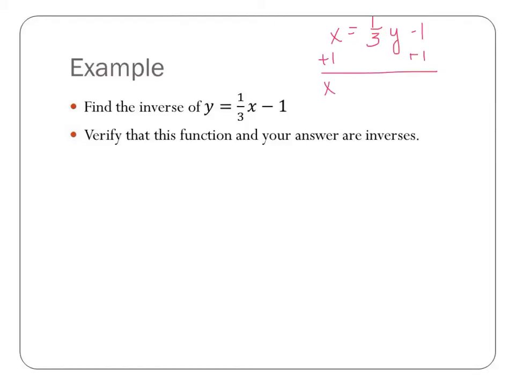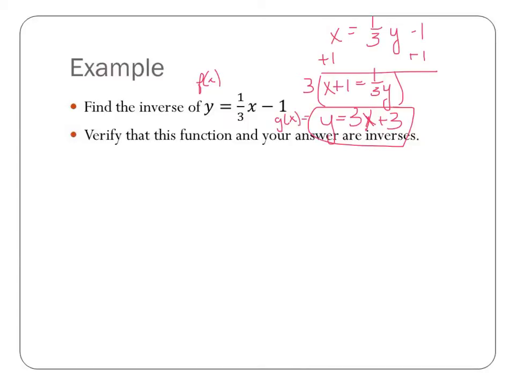So we get x plus 1 equals 1/3 y, and we multiply the entire thing by 3. So I'm going to switch it around, y equals 3x plus 3. So there's my answer. And then to verify, let's call this first one here f of x, and let's call the second one g of x, just so we know the difference. We're going to do f of g of x and g of f of x.